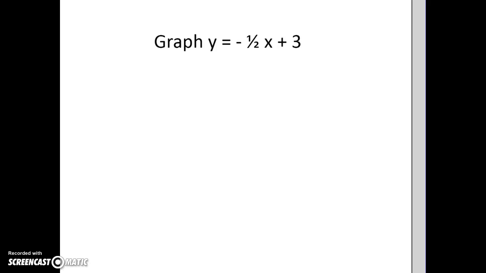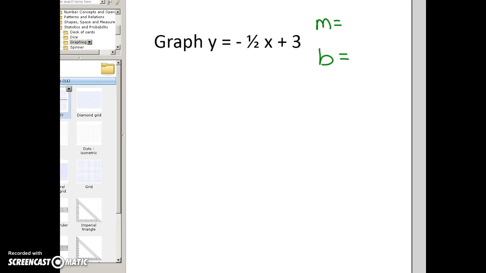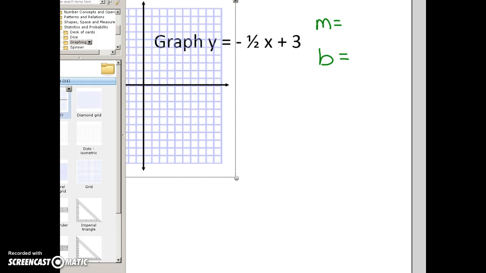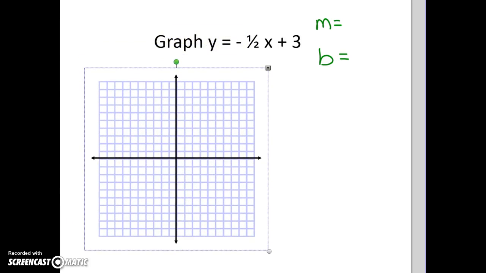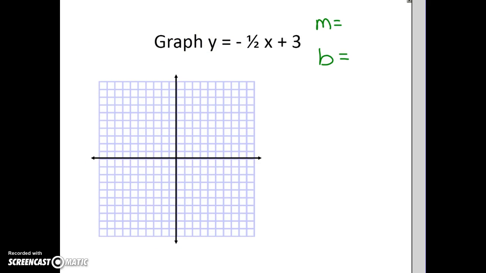Okay, this time we have y equals negative 1/2 x plus 3. What is your m? What is your b? Think about that for a second. Did you get an m of negative 1/2 and b of 3? So where will we start? We start on the y-axis at the number 3.